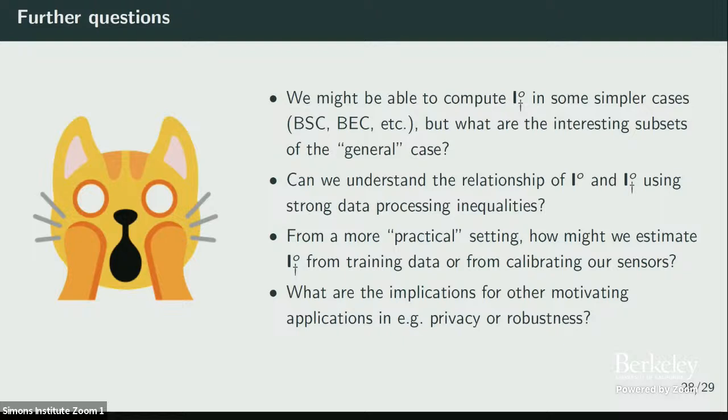And one question we had been asking ourselves is whether we can understand the relationship between the noiseless information threshold and the noisy information threshold, maybe using some SDPI sort of stuff. And how can you estimate this threshold? And what are the implications for privacy? We haven't really thought about that yet.